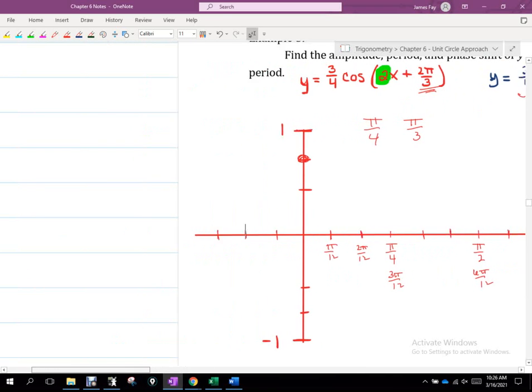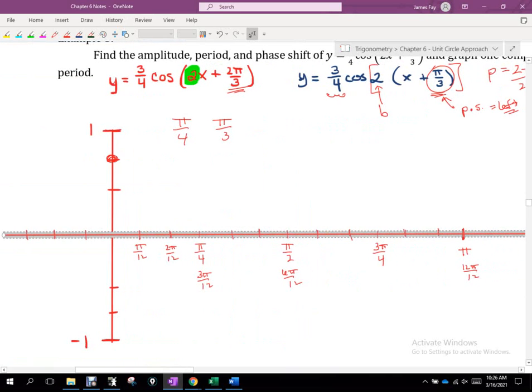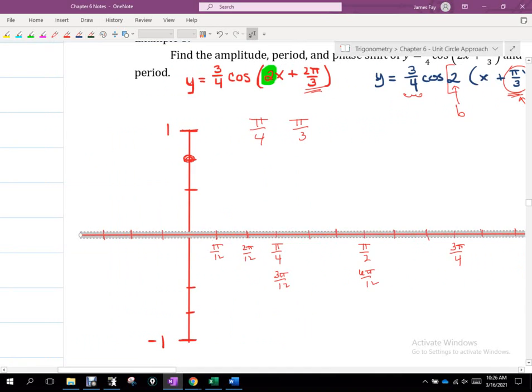3 pi over 12. I need one more. I need to go to 4 pi over 12 over here. And the reason, so this is, like I said, negative pi over 12, negative 2 pi over 12, or negative pi over 6, negative 3 pi over 12, or negative pi over 4. And this would be negative 4 pi over 12, which is negative pi over 3.